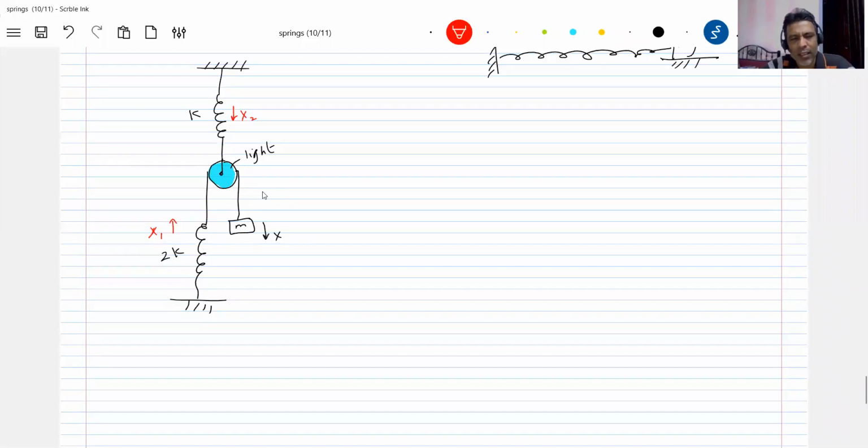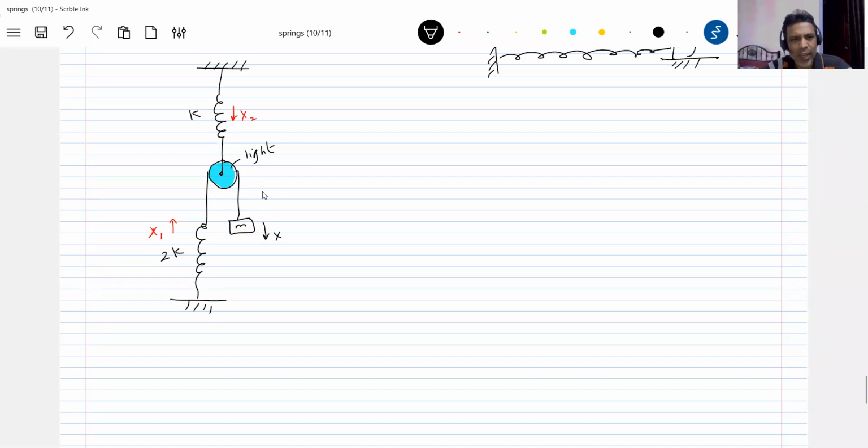What is the method? I'll pull the block by a distance X. Then both the springs will get elongated. Let the elongation be X1 and X2. We don't know how much, so let's assume X1 and X2. I think it's quite natural. If I pull the block by distance X, then what happens to the springs? They'll get elongated. Let the elongations in the respective springs be X1 and X2.